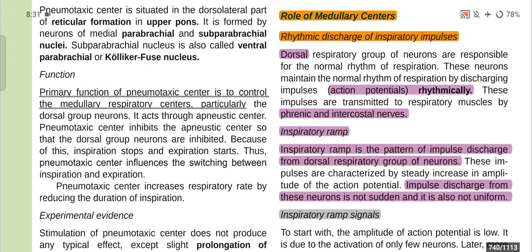Now, the second point, that is the inspiratory ramp. The inspiratory ramp is the pattern of impulse that discharges from the dorsal respiratory group of neurons. These impulses are characterized by a steady increase in the amplitude of the action potential, and the impulse discharge from these neurons is not sudden and also not uniform. So that is the characteristic of the inspiratory ramp impulse.